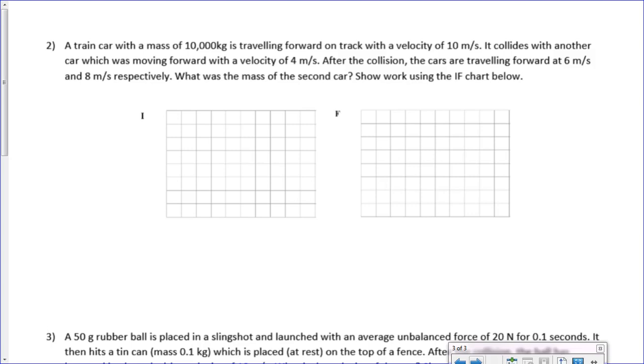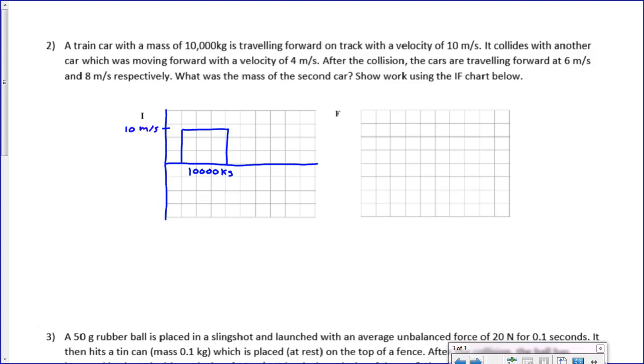So this one's actually really interesting because we don't know the mass of one of the cars. And so it makes it a little bit more confusing the way that we're going to do it, but we still know that momentum has to be conserved. And so here's my recommendation for how you should do this problem. We've got one car that has a mass of 10,000 kilograms. All right, and it's going a speed of 10 meters per second.